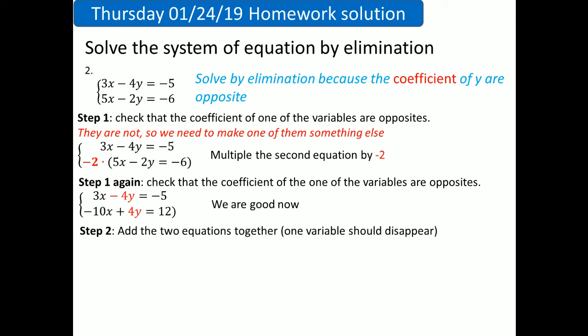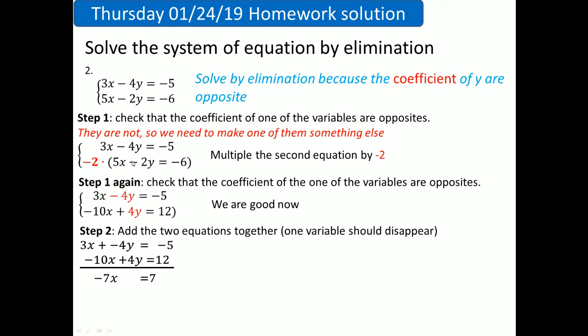So now we can repeat like number 1. We can add the two equations together. One variable should disappear. 3x plus negative 10x gets me negative 7x. Negative 4y plus 4y gets me 0. Notice how it disappears. That is the reason, again, why we multiply by negative 2 here.